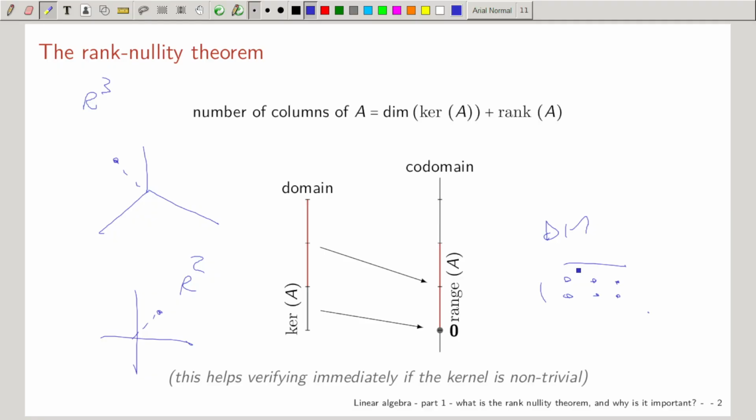Can I have dimension of the kernel of A equal to 3? Yes, no, I do not know. If yes, find the example. Discuss.